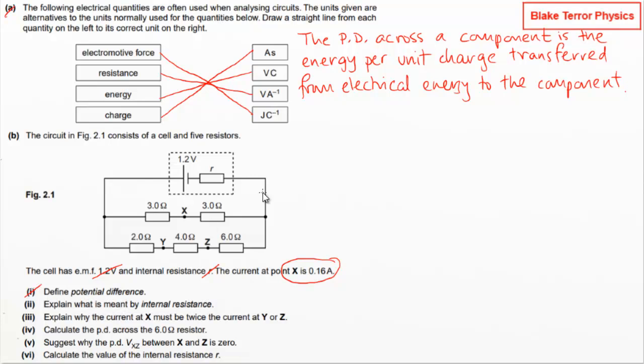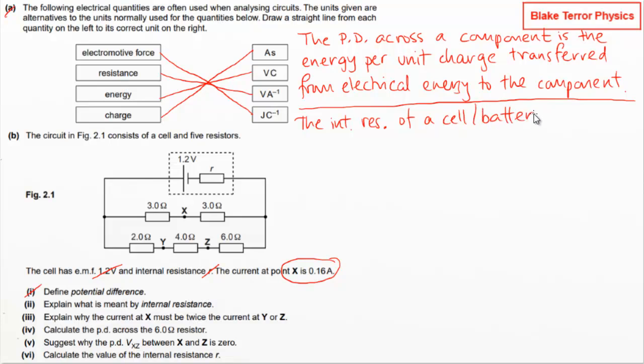Now we have to explain what is meant by internal resistance. This one's got an element of how long's a piece of string. We're talking about internal resistance, but first of all, let's do that contextualized approach. So we can say, the internal resistance of a cell or battery, because again, that's where the internal resistance actually exists, and it's going to give us something to hang things on later on. So let's first of all give some idea that we know what resistance means.